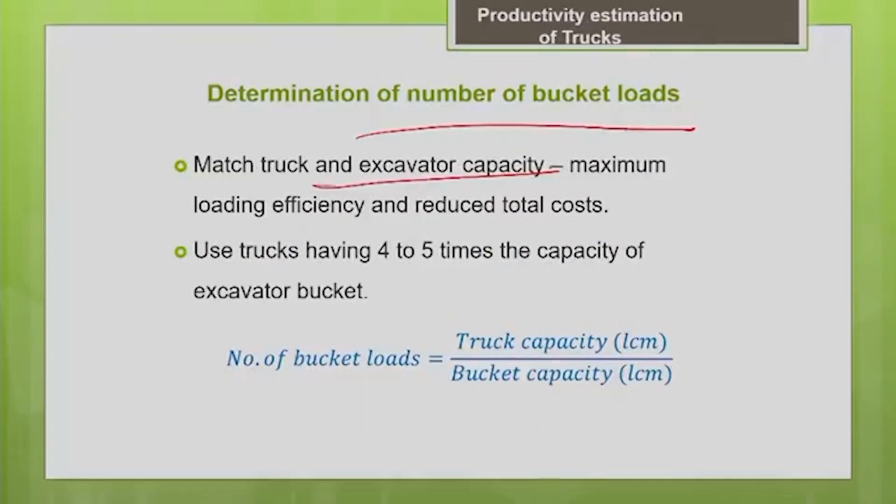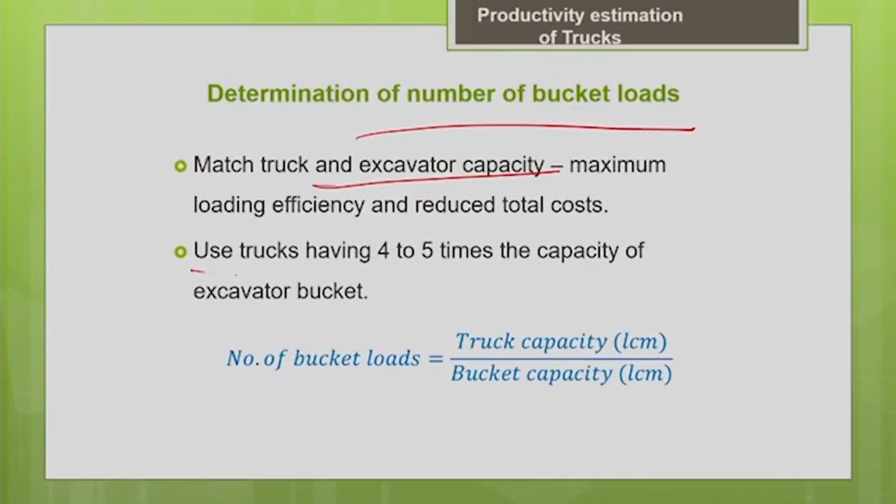That means you should not go for a small truck and a bigger loader, or a bigger truck and a smaller loader. In both cases, your cycle time will be longer. There will be unnecessary wastage of time. That is why you need to balance the capacity of the truck and the loader or the excavator. As we mentioned earlier, based on studies, they have found the truck capacity should be at least 4 to 5 times the bucket capacity.